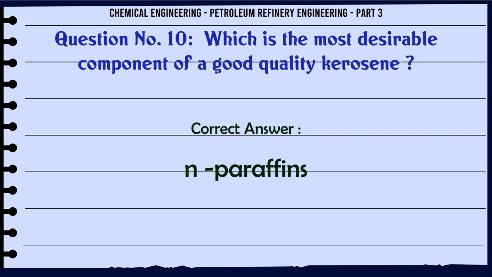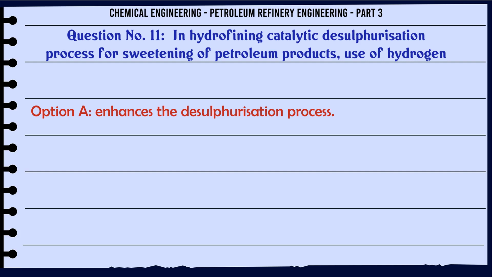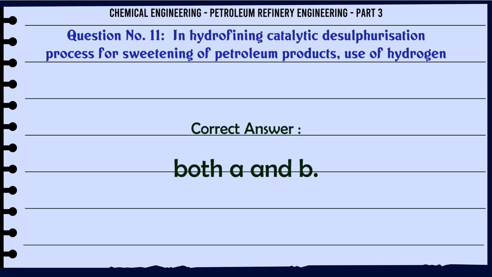In hydrofining catalytic desulphurisation process for sweetening of petroleum products, use of hydrogen: A. Enhances the desulphurisation process. B. Minimizes coke formation. C. Both A and B. D. Neither A nor B. The correct answer is both A and B.